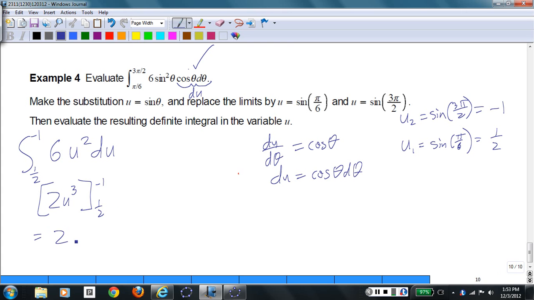So it's going to be 2 times -1 cubed minus 2 times 1/2 cubed. That's going to be -2 minus 1/4. I want to say -2 and 1/4.